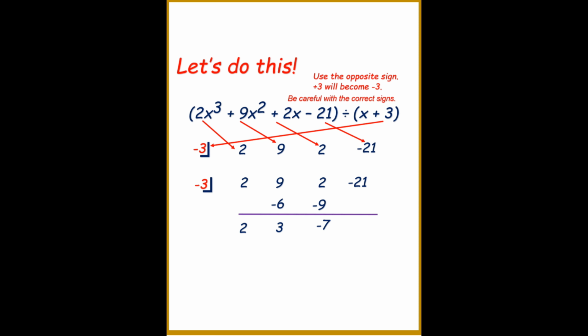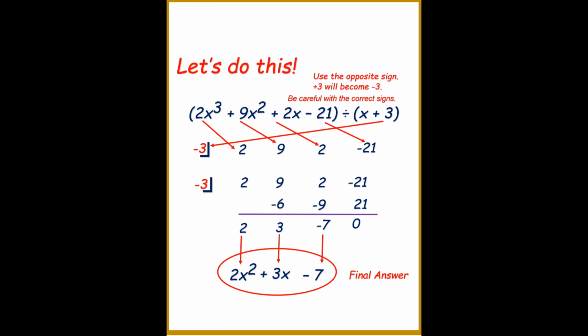And the same thing, we're going to do the process. Negative 7 times negative 3. The answer is positive 21. Negative 21 plus 21, the answer is 0. There we have it, boys and girls, ladies and gentlemen. The answer now is 2x squared plus 3x minus 7. That's it. That's our final answer.